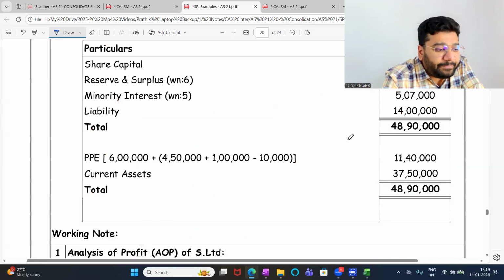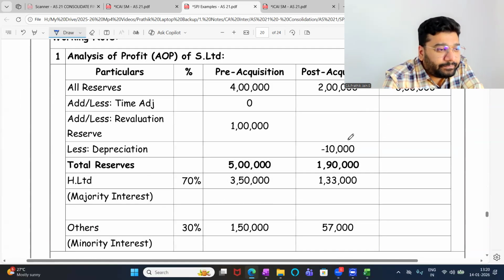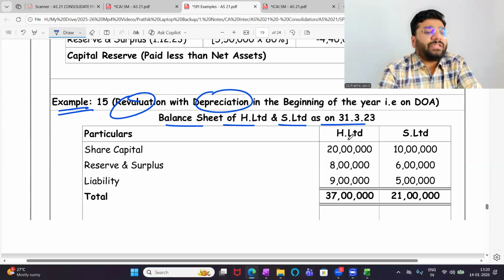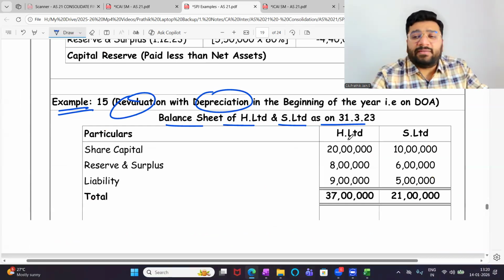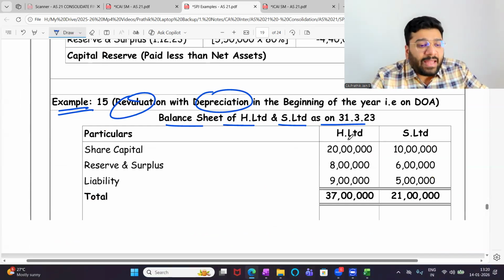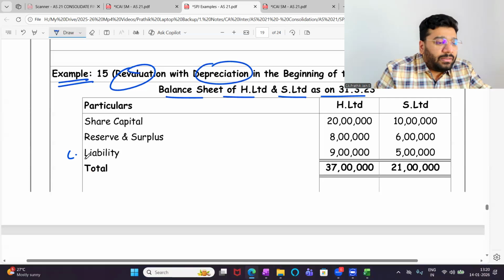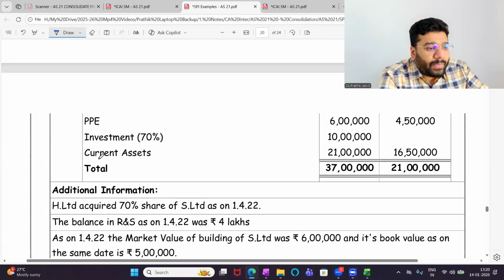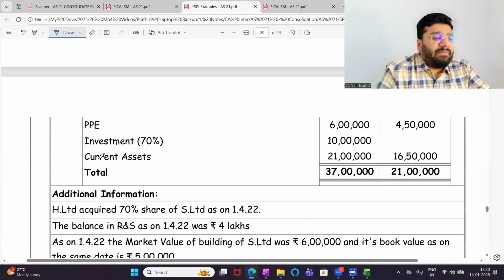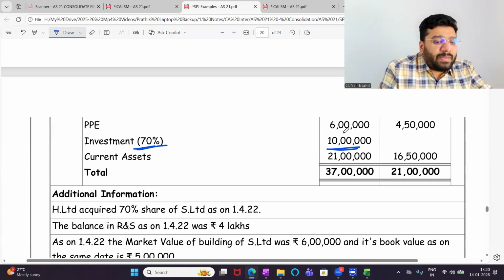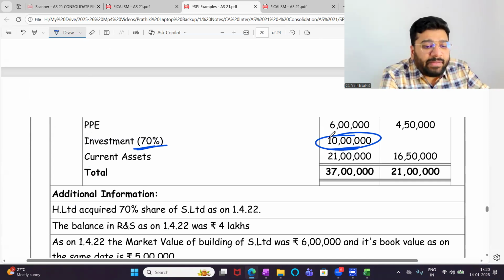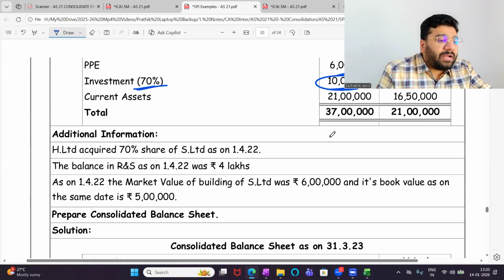In example 15, the balance sheet of H and S Limited as of 31st March 23 is given. Share capital 20 lakh, 10 lakh. Reserve and surplus 8 lakh, 6 lakh. Liability 9 lakh, 5 lakh. Nothing is mentioned, so it is always current liability. PPE 6 lakh, 4 lakh 50 thousand. Investment of 70% is 10 lakh. This is my cost of investment. Current asset 21 lakh, 6 lakh 50 thousand. H acquired 70% share as on 1/4/22.